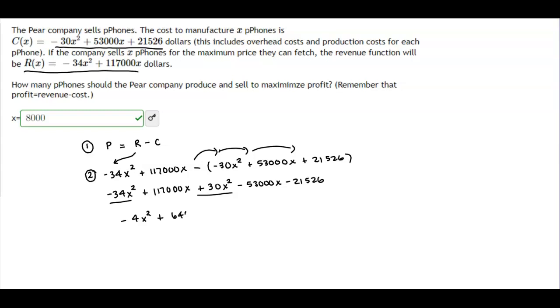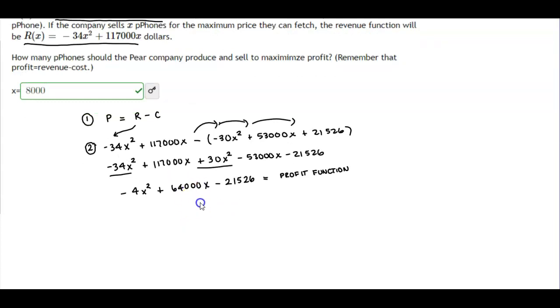gives us 64,000X, and then minus 21,526. Okay, so now what we have is the profit function. So this represents the profit function. X represents the amount of P phones that the parent company produces in order to sell at a maximized profit. So in order to figure out what the maximized profit is, let's take a look at this.